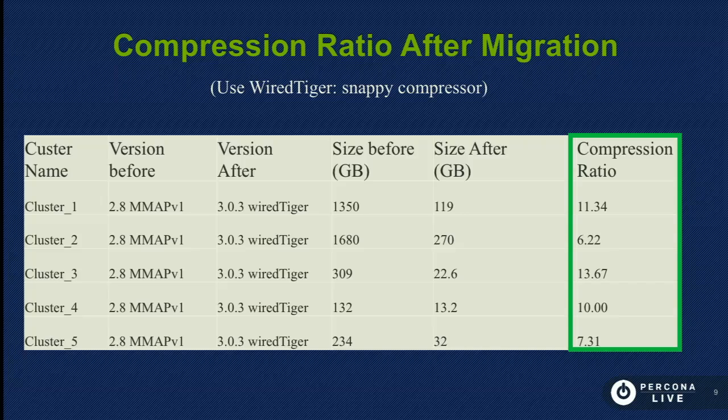Here you can see the numbers are different. It's because we stored different files, and different files have different compression ratios.